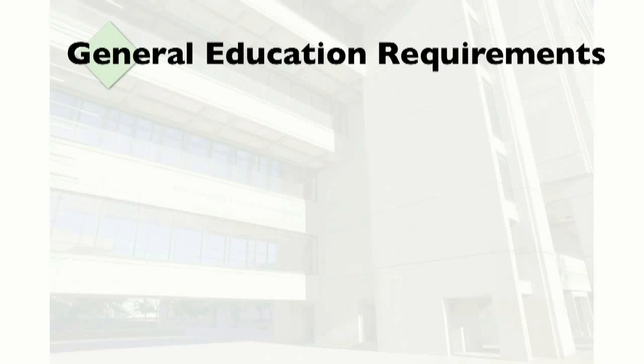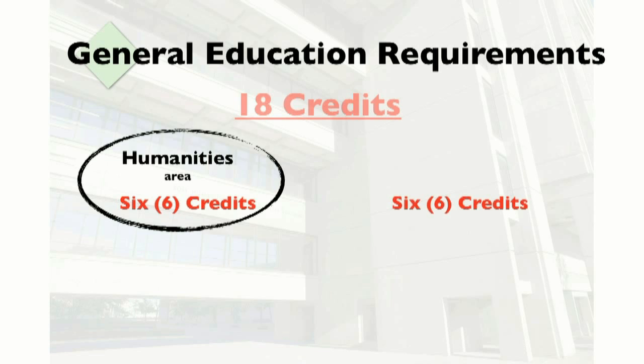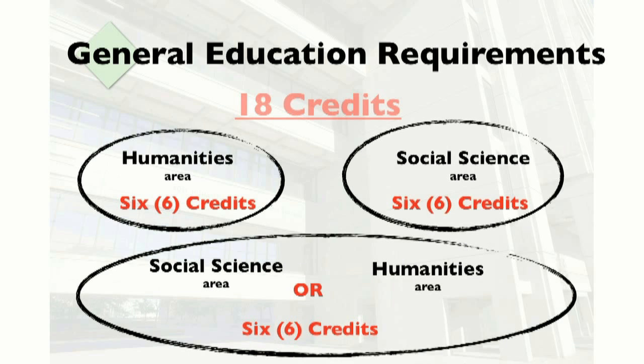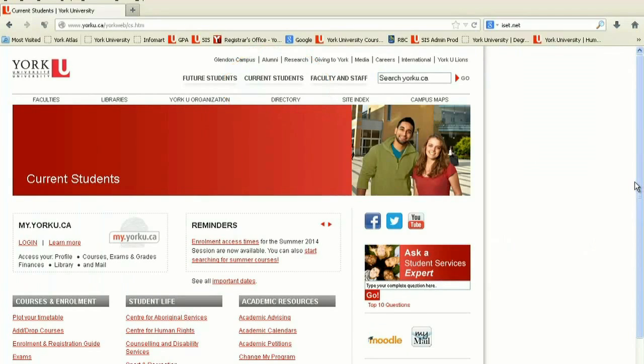The general education requirements for your degree are as follows. A minimum of 18 credits: 6 credits at the 1000 level chosen from the humanities area, 6 credits at the 1000 level chosen from the social science area, and 6 credits at the 1000 level chosen from the humanities or social science area. To confirm if a course is eligible for general education, please visit the current student's webpage.